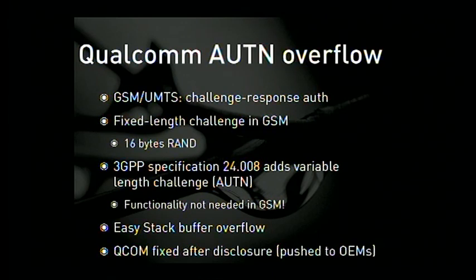In 3GPP, they were like, oh, well, we still need those 128-bit challenges, but maybe we need longer or shorter messages in the future. So they added variable-length challenges called the AUTN challenges. And later in the standard, they write, but these are always 16 bytes long. And you go like, yeah, what are you doing there? This is functionality that is not needed in GSM, but you can trigger it using a GSM base station. So if you have a GSM BTS and you do an authentication, you send out an authentication challenge, you can actually have both the information element for the RAND and for the AUTN in it, and it'll trigger this bug, and you'll have a very easy stack overflow.